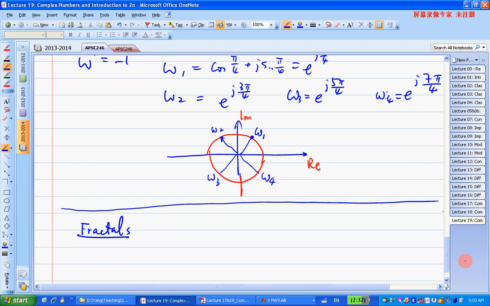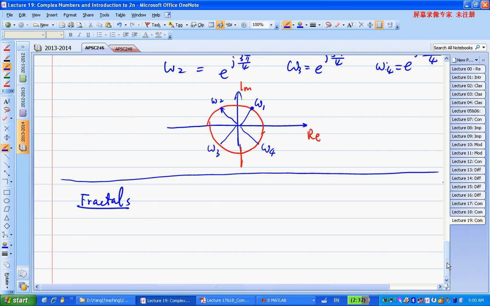Now, with complex numbers, you are able to construct this kind of shape. One of the very famous ways of constructing a fractal is the so-called Julia set. So what happens is you do this.